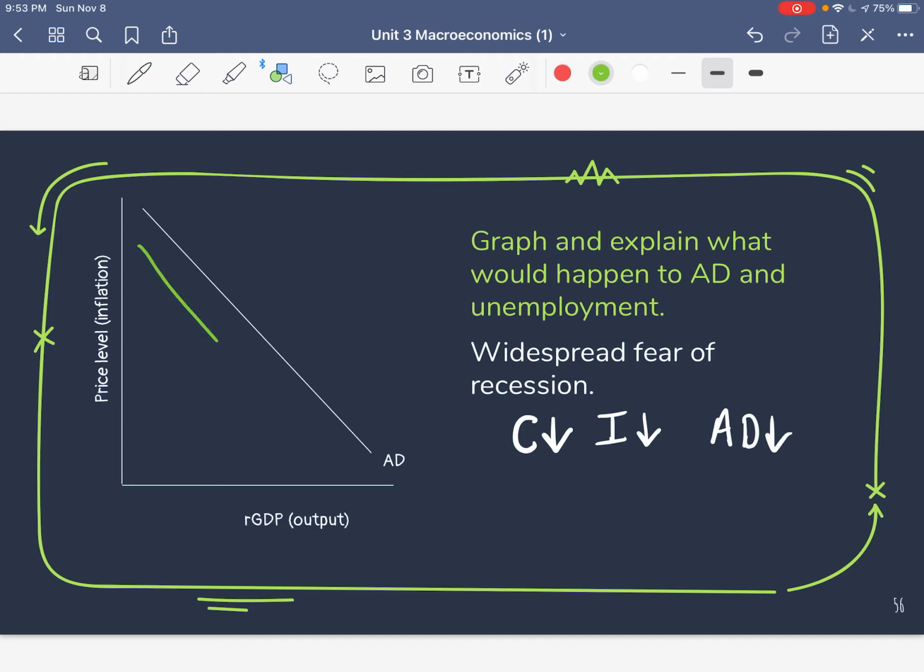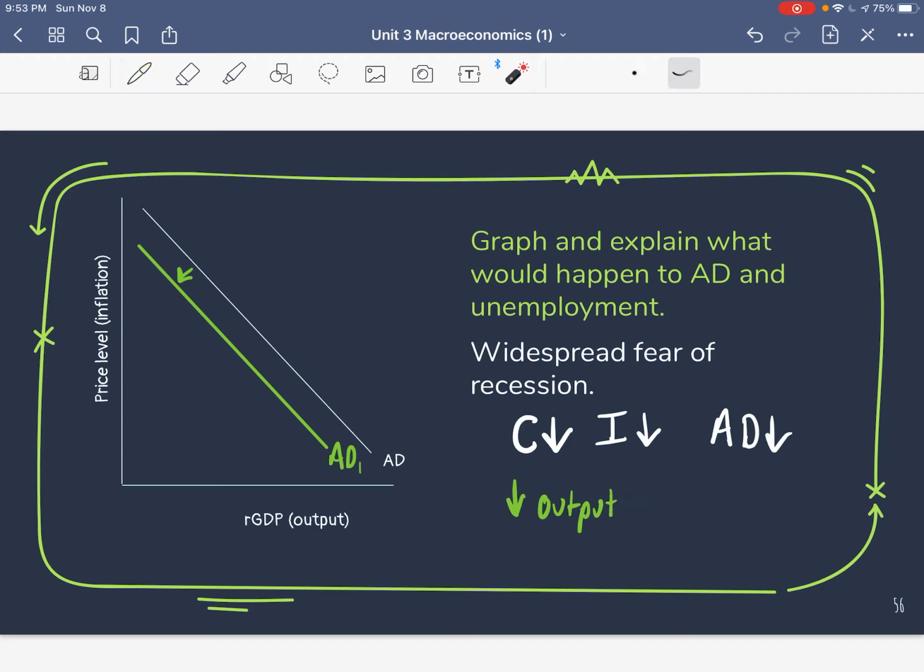Left is less. So draw a new AD line, label it AD1. Draw an arrow indicating which way it went. But we're not done yet. What else has changed? We started making this much output. Now we're making this much output. We decreased our output. So decrease output. Remember, you could also put decrease our GDP.